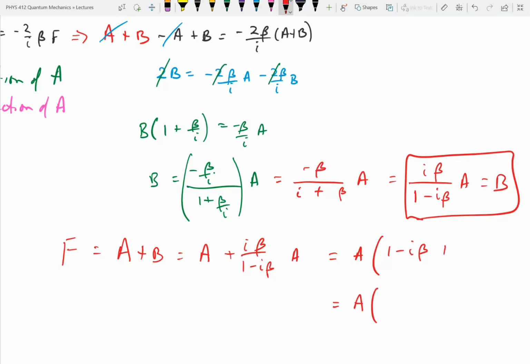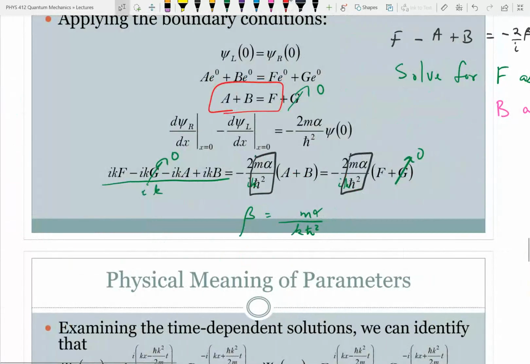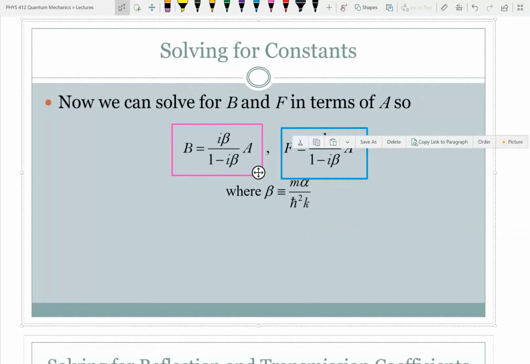Plus. Okay, so that's going to be the way that we have it down there. So now we have F and B in terms of A. Still not normalized, right? But we have something that tells us about the transmission and the reflection. So we can calculate the transmission coefficient and the reflection coefficient.